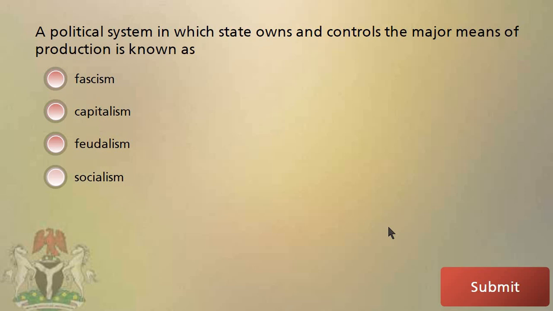Question 4. A political system in which the state owns and controls the major means of production is known as what? The right answer is D. Socialism. Socialism can simply be defined as a social, political, and economic system in which the state owns and controls the means of production, exchange, and distribution of goods and services. That is why it is the right answer.